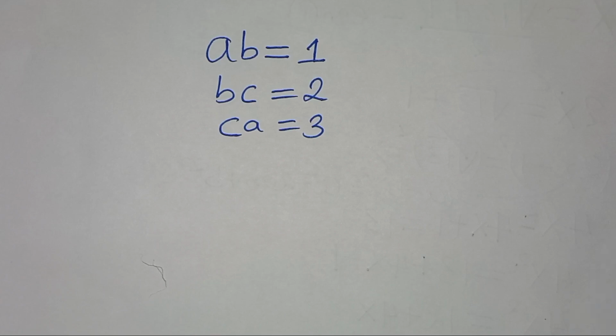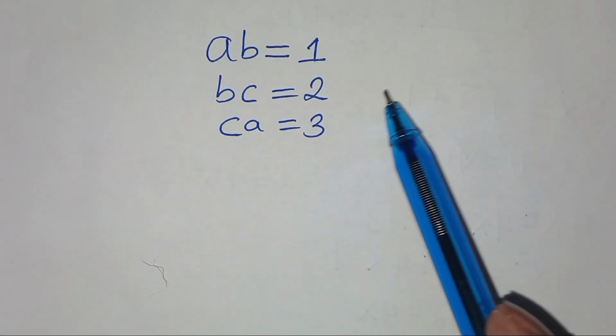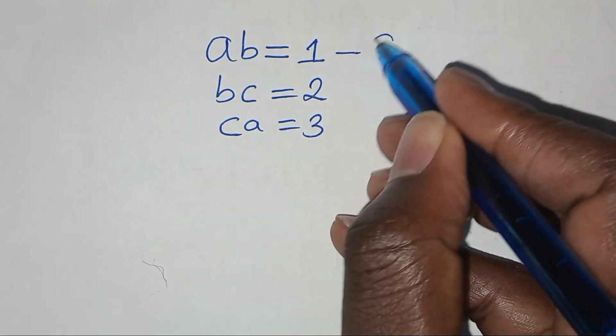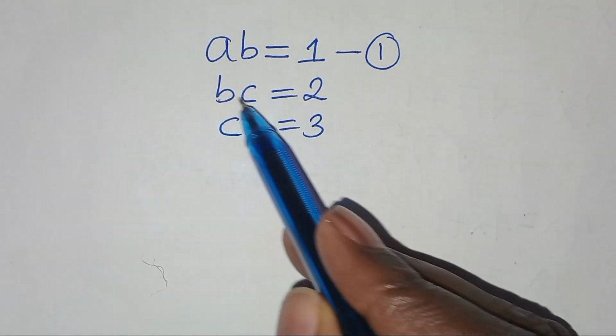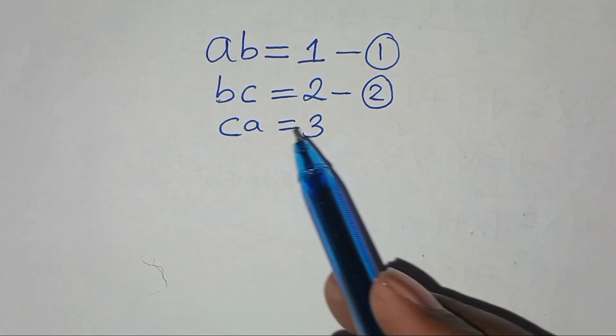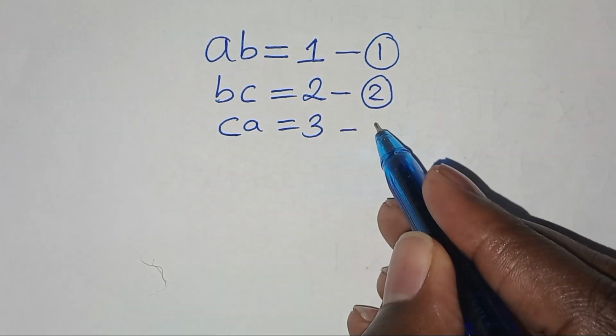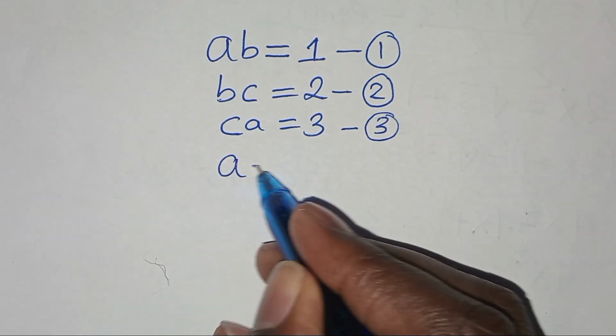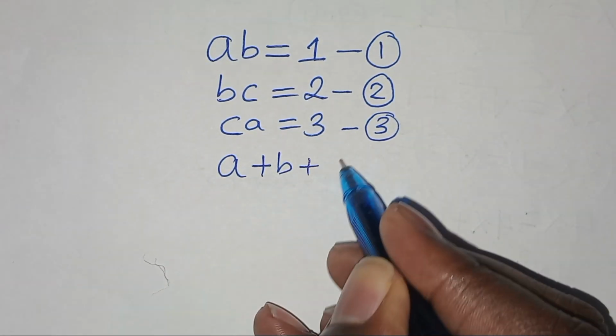You're welcome to solve this nice algebra problem, which is a times b. This is equal to 1. Let's call this equation 1. We have b times c. This is equal to 2. Let's call this equation 2. And c times a. This is equal to 3. Let's call this equation 3. So what is the value of a plus b plus c?